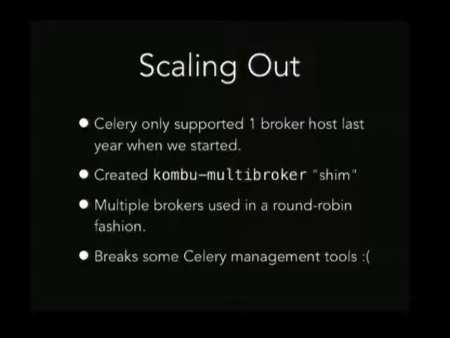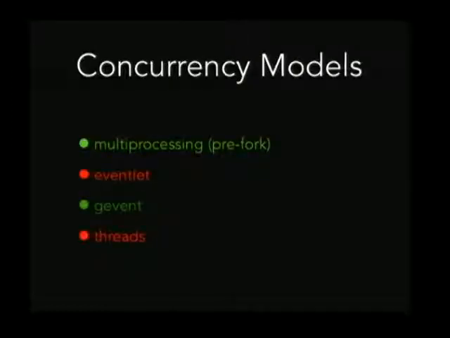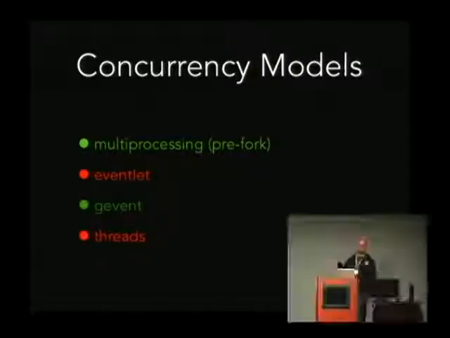It's a shim. It's on GitHub in my account. Basically the idea is to use the multiple brokers in a round robin fashion. The downside of this is it breaks a lot of the Celery management tools. Unfortunately, you may or may not have to do this depending on your workload. We're hoping that this changes in the future, but at this point, we're not using some of that tooling.